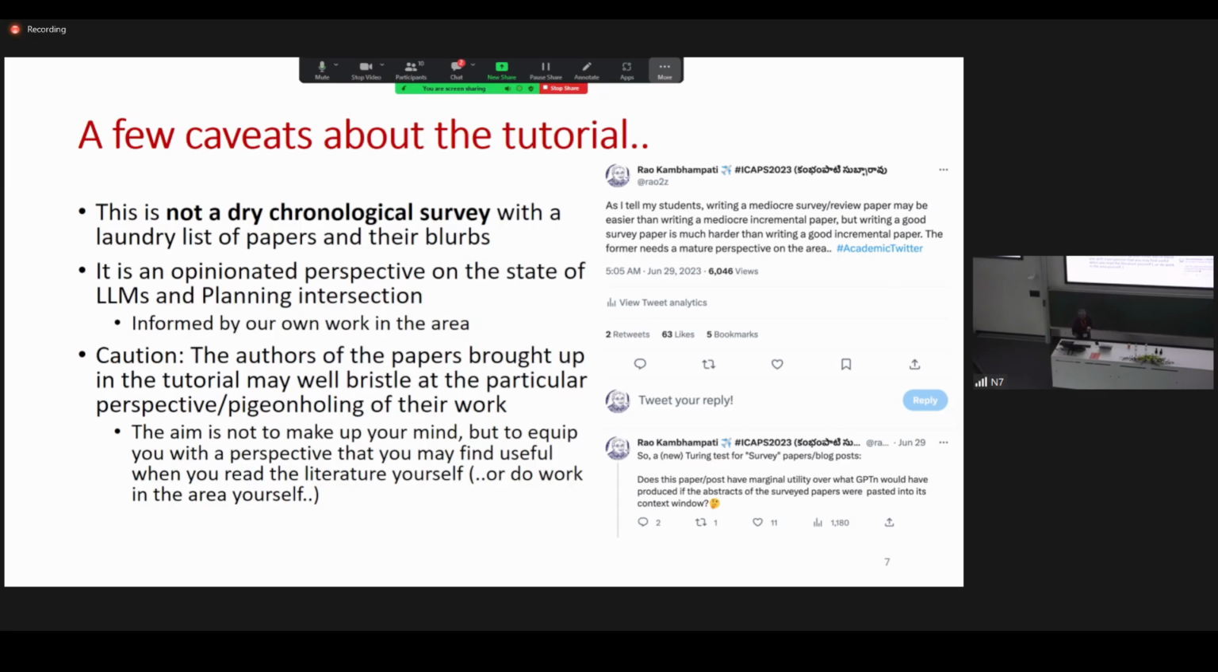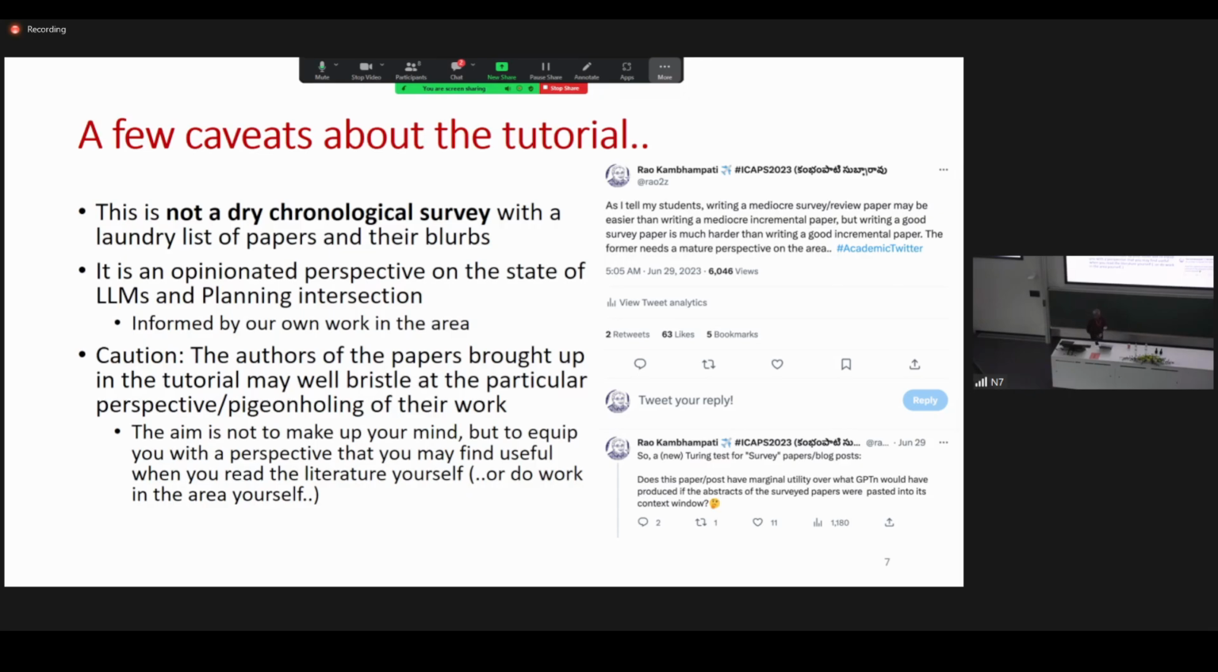Okay, so yes, I do have a very specific perspective, an opinionated perspective on the state of LLMs and planning intersection, informed by our own work in the area. What that also means is that you have to keep as a caution that the authors of the papers, other than our own, may even bristle at the particular perspective or pigeonholing I am doing of their work. Tough luck for them. They are not in Prague, I'm in Prague. I get to tell you what their work is. But you don't need to believe me. You can always look at this and then read the paper. And then when you read the paper, you at least know whether or not the perspective is making sense.